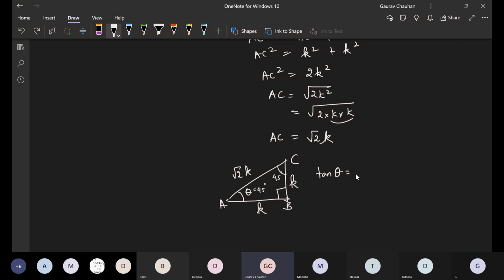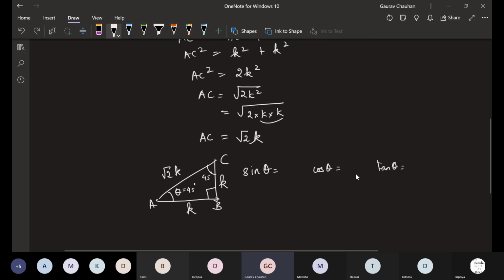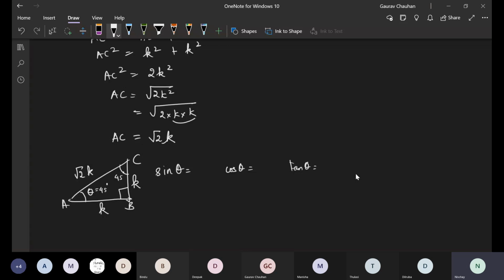Sir, it will be opposite side by adjacent side. Okay, we're going to write which opposite side by which adjacent side. Let's write SOHCAHTOA. So sine theta is how much, cos theta is which one, tan theta is which one. I want you to write all of these. Tell me, Nishay, quickly. For theta, what will sine, cos, tan be? Sir, sin theta will be opposite side by hypotenuse. Which opposite side by which hypotenuse? BC by AC.